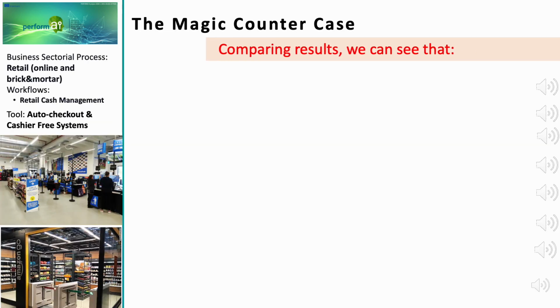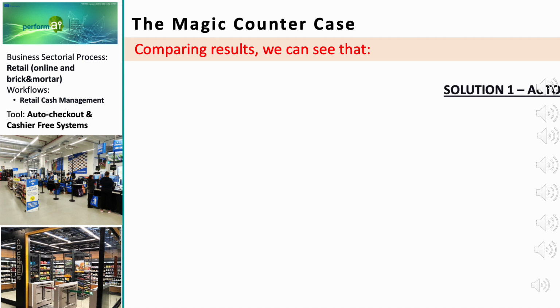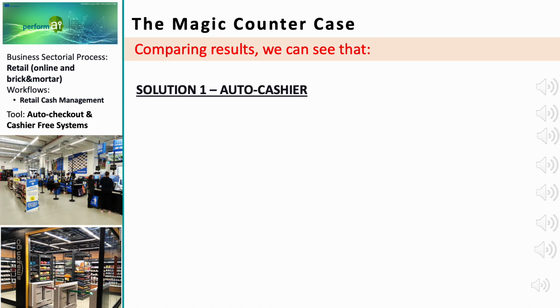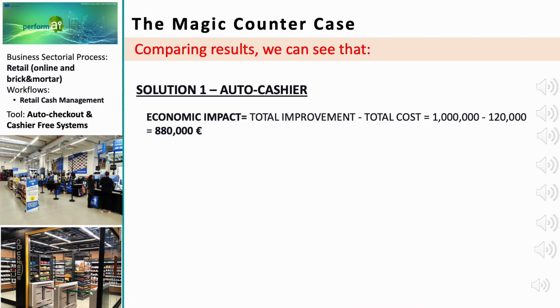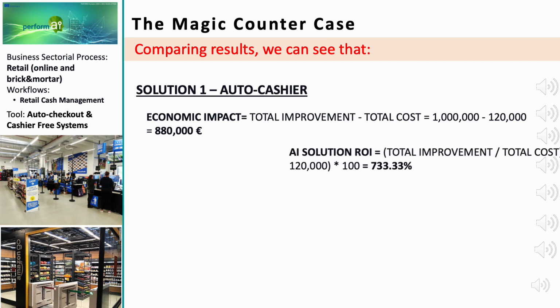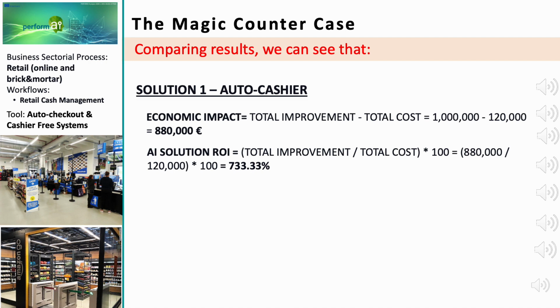Comparing results, we can see that Solution 1, Auto Cashier. Economic impact equals total improvement minus total cost equals 1 million minus 120,000 is equal to 880,000 euro. AI solution ROI equals total improvement divided by total cost multiplied per 100 equals 880,000 divided by 120,000 multiplied per 100 equals 733.33%. Solution 2, Cashier-free system.